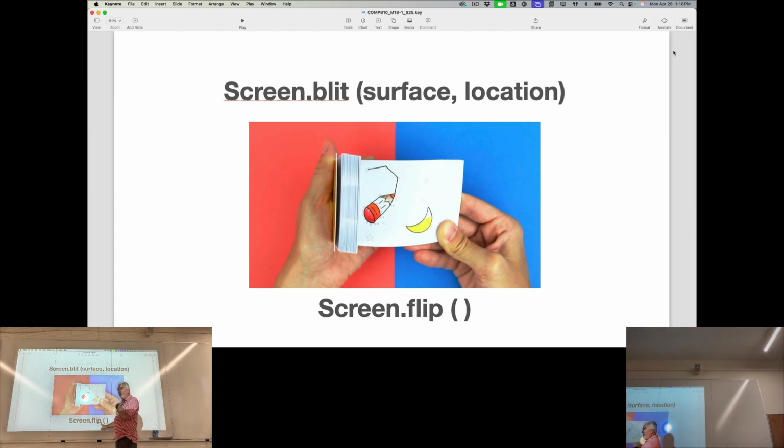And then screen.flip is actually flipping the page to the next one. So we blit and flip, blit and flip. Every time there's a game cycle, remember, between 20 and 120 times per second, we're doing this.